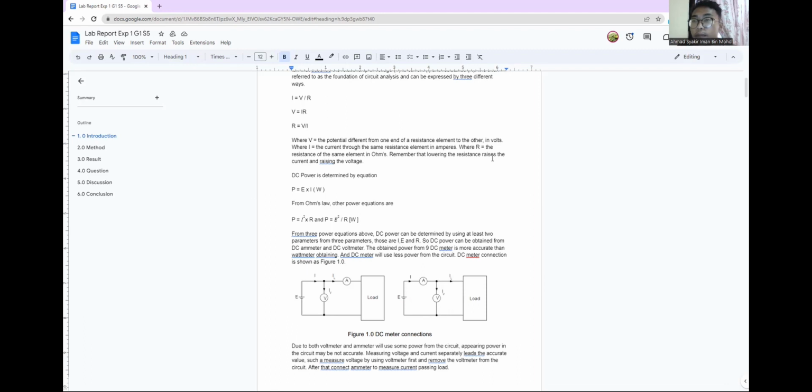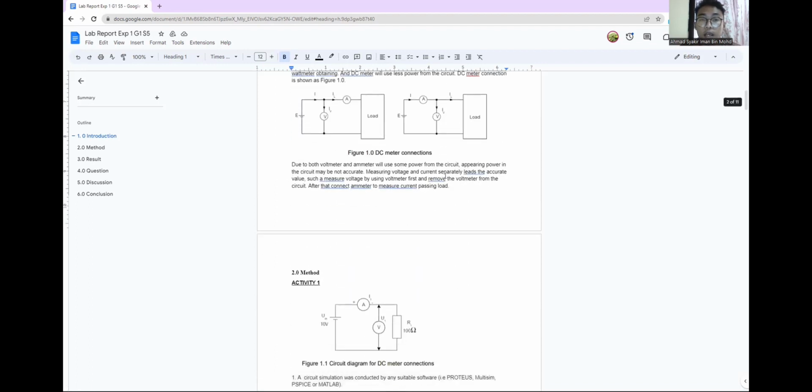So DC power can be obtained from a DC ammeter and a DC voltmeter. The power obtained from the DC ammeter is more accurate than that obtained from the voltmeter, and the DC meter will use less power from the circuit. The DC meter connection is shown in figure 1.0. In both cases, the ohmmeter and the meter will use some power of the circuit.